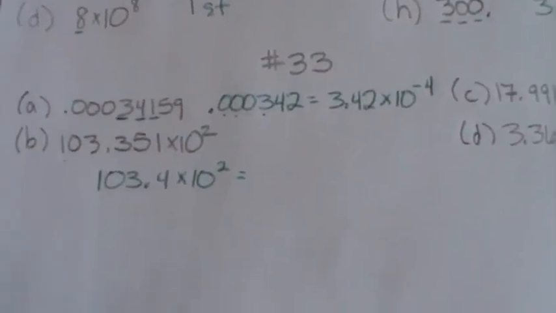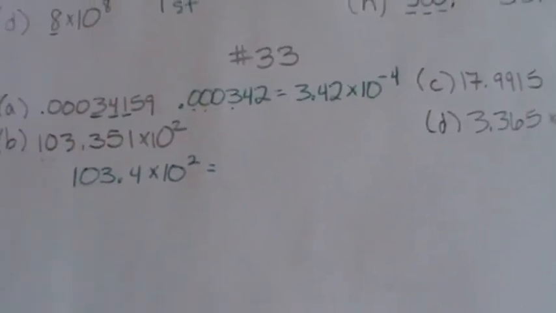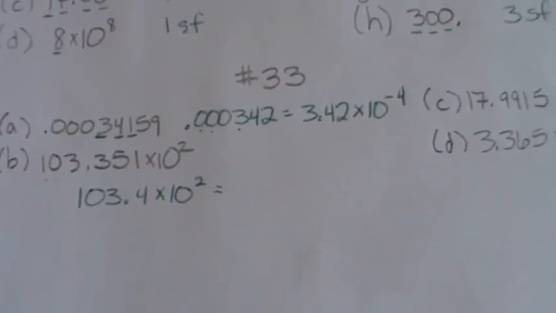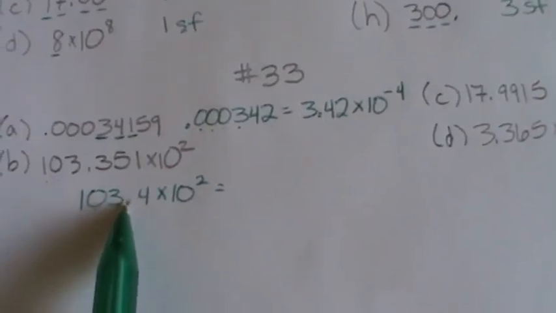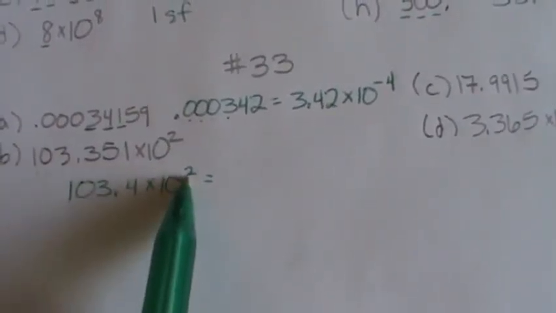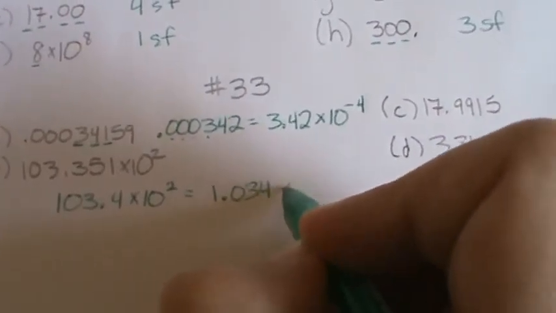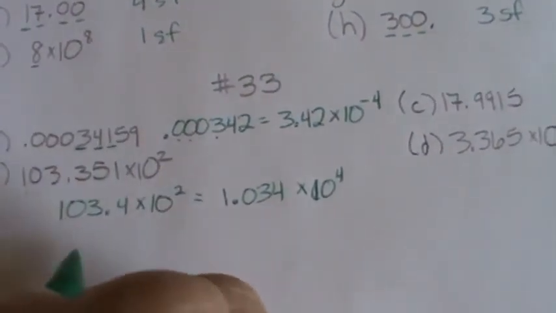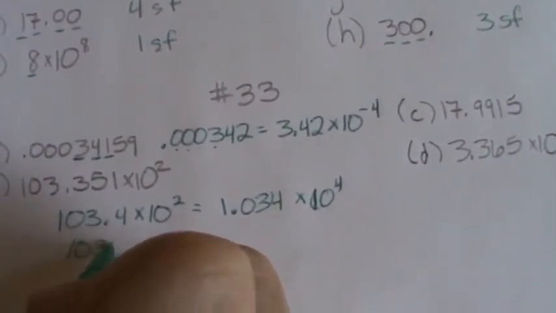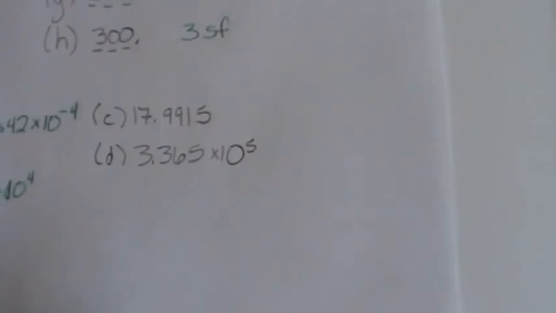But this really is not in standard scientific notation format, because we have 3 digits here before the decimal point. So we need to move the decimal point over and then increase the exponent. Because we're going to go over this way by 2, that will end up becoming a 4. 1.034 times 10 to the 4th. What this 2 really means is that it's 10340. Okay, so let's come over here and we'll finish up number 33.